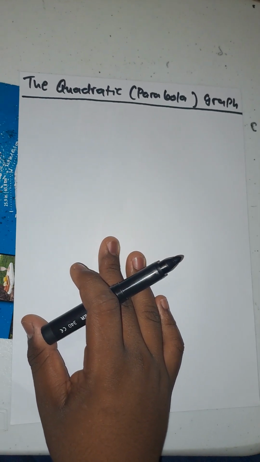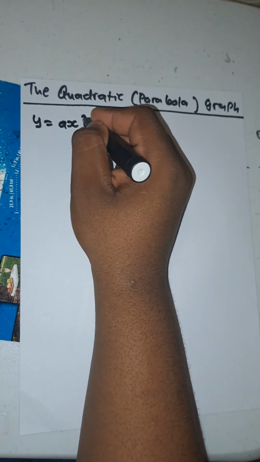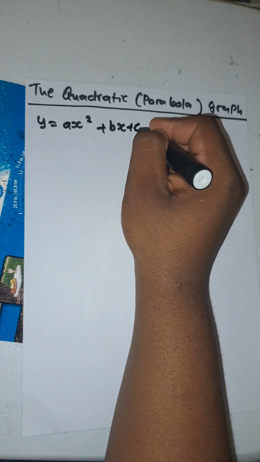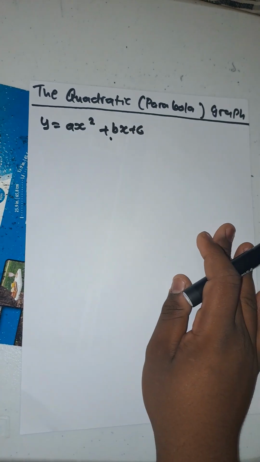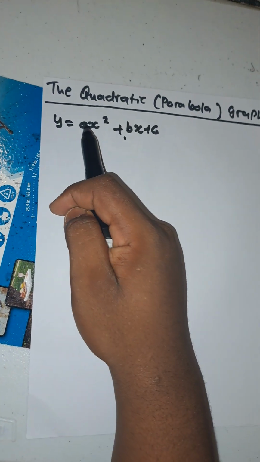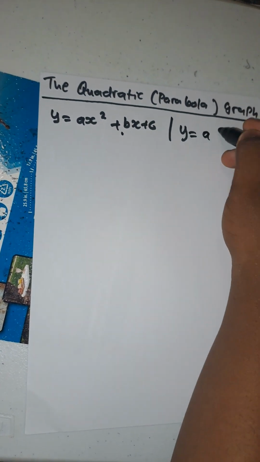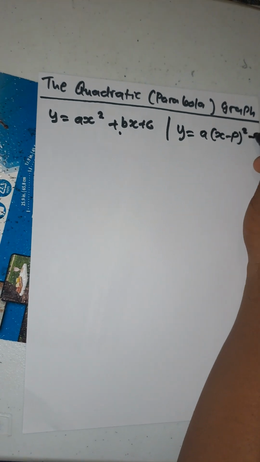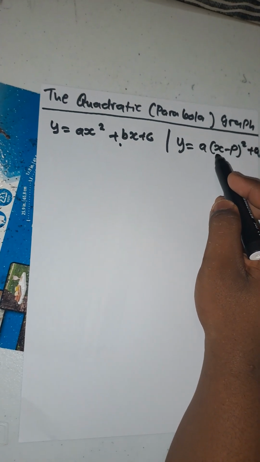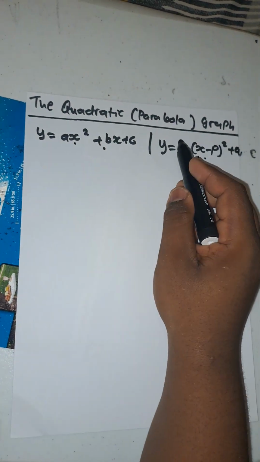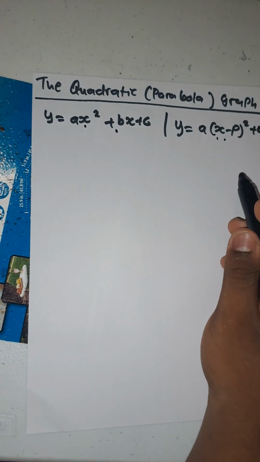The one we'll be mostly using is this one: y equals ax squared plus bx plus c. This is the quadratic formula. You know it mostly from algebra, where you find your numbers like this. But we have another one, which is y equals a(x minus p) squared plus q. This one is for the turning point. So for now we are going to ignore this one and focus on this one. We'll check this one when we are doing the turning point formulas.